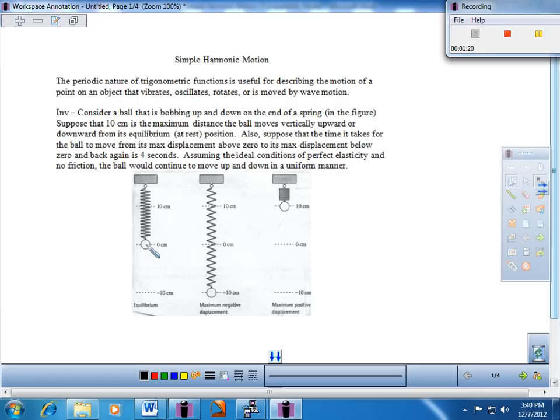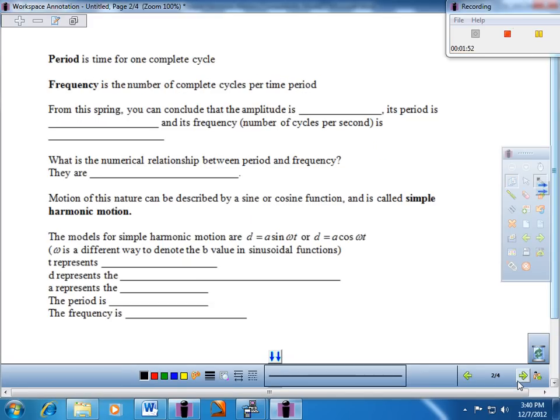Here is the object at the rest position, and this little spot right here would be the object at the maximum negative displacement, so 10 centimeters below the rest position. And then this part of the diagram right over here would represent the object being 10 centimeters above the rest position. And so what we're going to do is just sort of model the motion of an object just like this. And what we should see is it matches some of the sinusoidal functions that we've been developing in this unit.